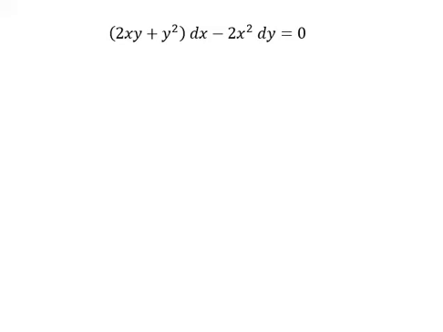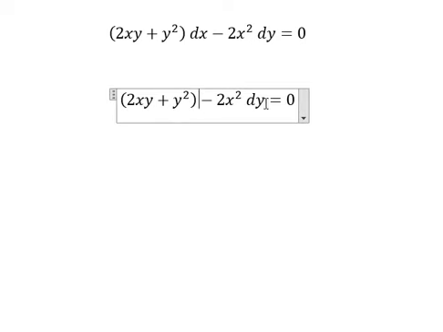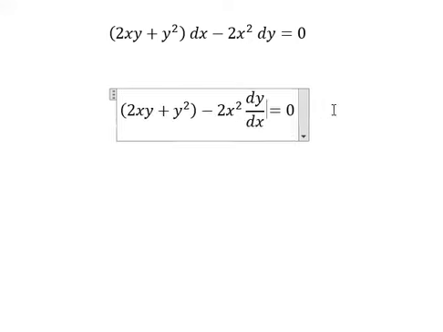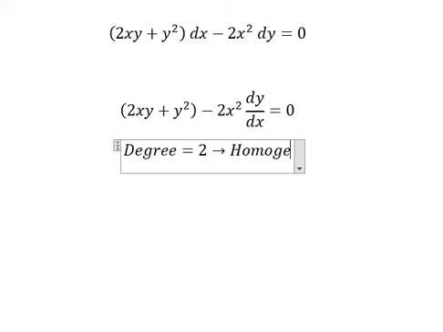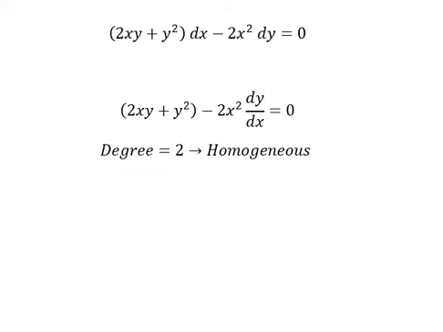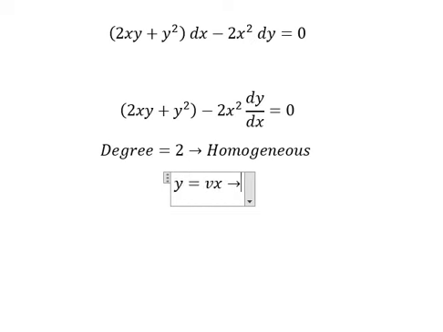So now I want to show you how to answer. That means we divide both sides by dx. So we have xy, y square, s square, so they are the root number 2. So this is about homogeneous. So I will put y equals to vs.